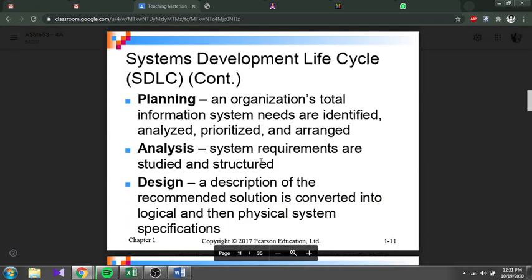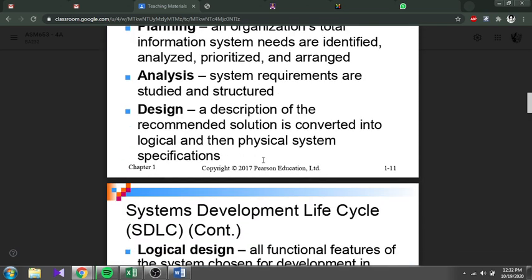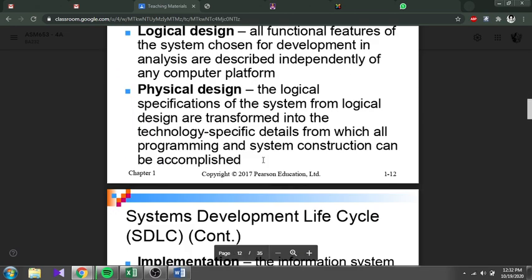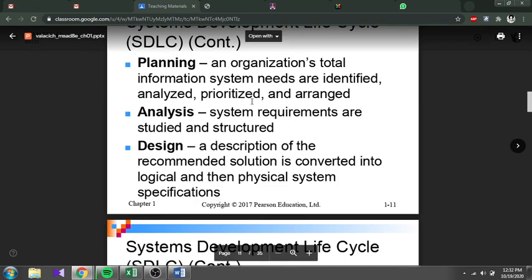Okay, this is, I don't want to say clarification on what is a planning. Clarification on every stage of this planning, analysis, design, implementation, and maintenance. Okay, planning, I think you just can read this one.